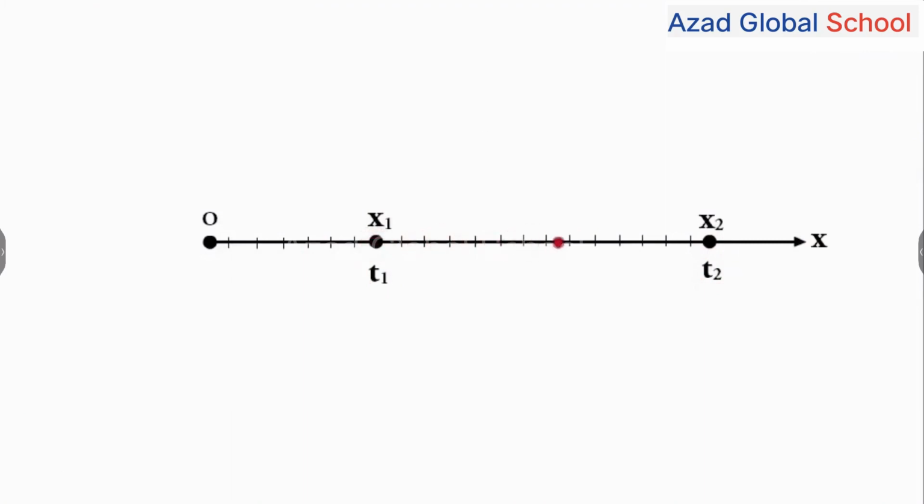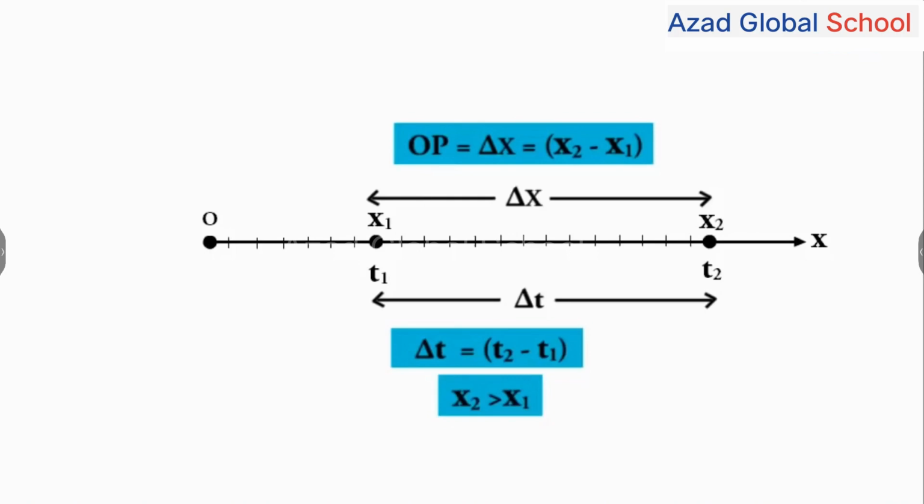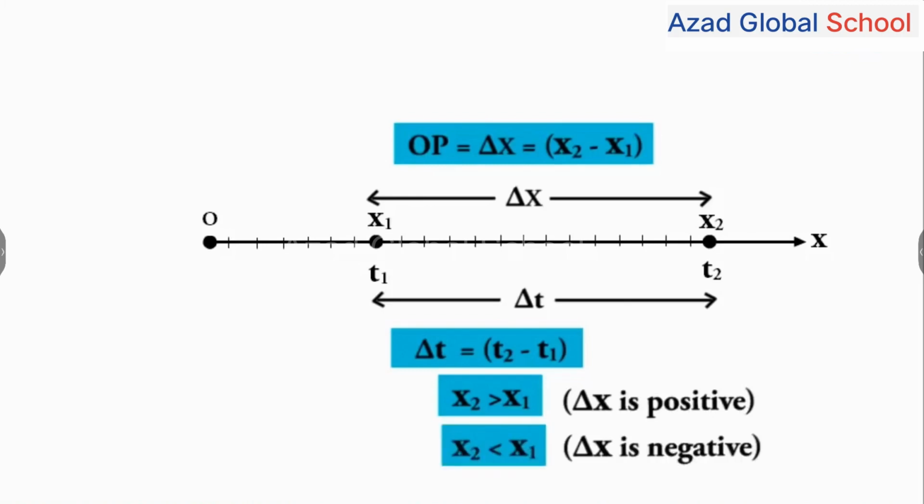Then its displacement, denoted by delta x in time delta t equals t2 minus t1, is given by the difference between the final and initial positions. Delta x equals x2 minus x1. We use the Greek letter delta to denote a change in a quantity. If x2 is greater than x1, delta x is positive. And if x2 is less than x1, delta x is negative.